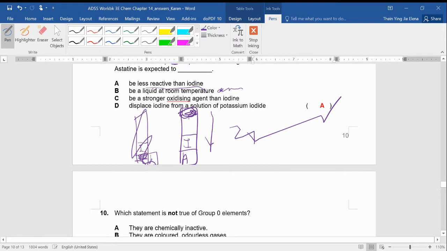It can't be B, C, or D because this means that it's more reactive. But we learned that the more reactive one can displace a less reactive one from its salt. But astatine is less reactive, so it cannot displace iodine. Only iodine can displace astatine from its salt.